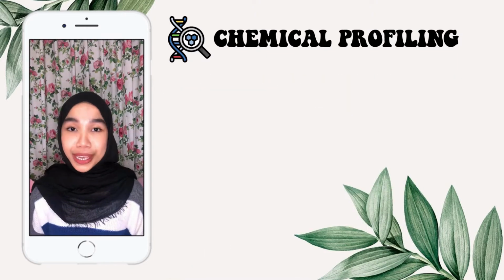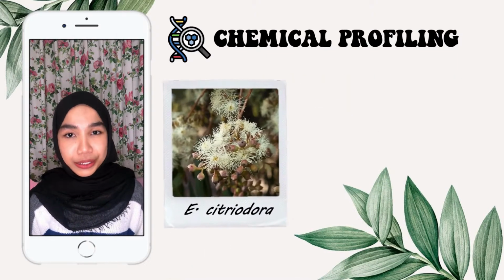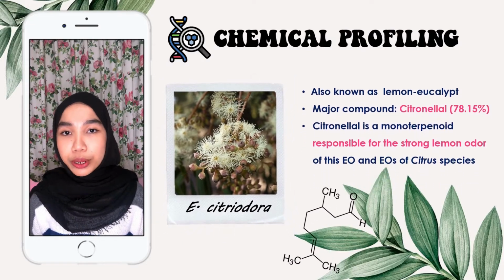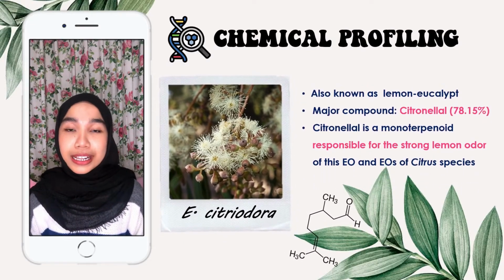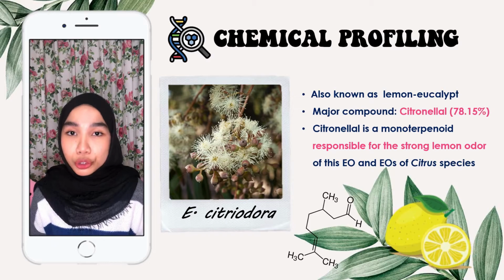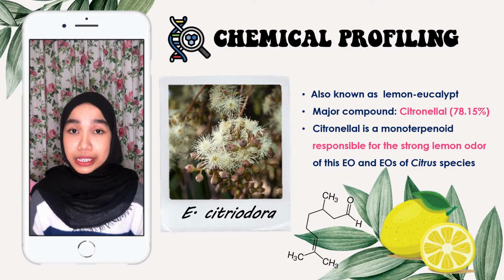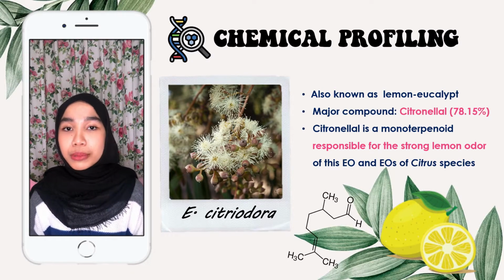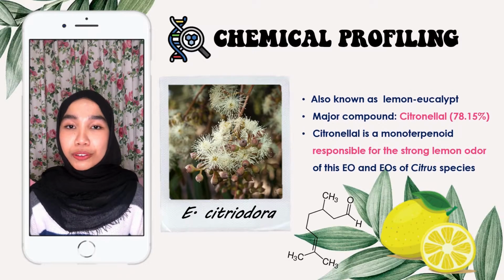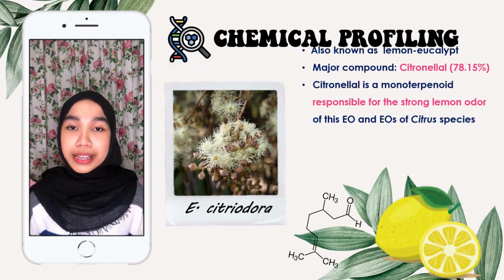The major compound of E. citriodora is citronellal, which makes up about 78.15% of the oil. Citronellal is a monoterpenoid responsible for the strong lemon odor in the essential oil, or in any essential oils from the citrus species. So this oil from E. citriodora is also known as lemon eucalypt.